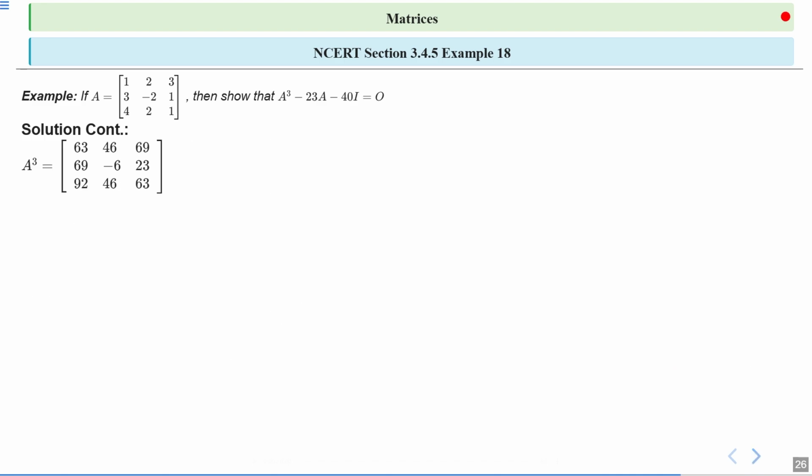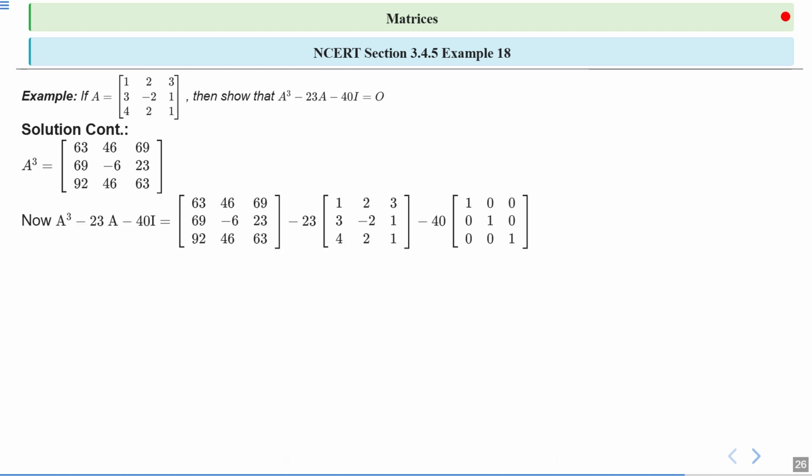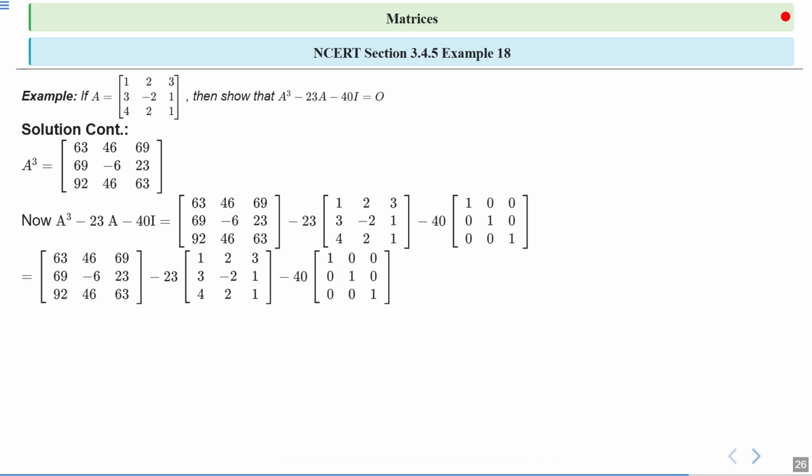So A cube will be [63 46 69; 69 -6 23; 92 46 63], right? Now A cube minus 23A minus 40I will be equal to [63 46 69; 69 -6 23; 92 46 63] minus 23 times [1 2 3; 3 -2 1; 4 2 1] minus 40 times [1 0 0; 0 1 0; 0 0 1].